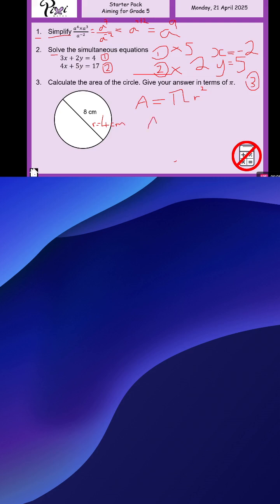So Reg has got an answer. Sorry, guys. So pi times 4 squared, pi multiplied by 4 squared. We're going to get 16 pi, because 4 squared means 4 times 4, which is 16. So it would be 16 pi.